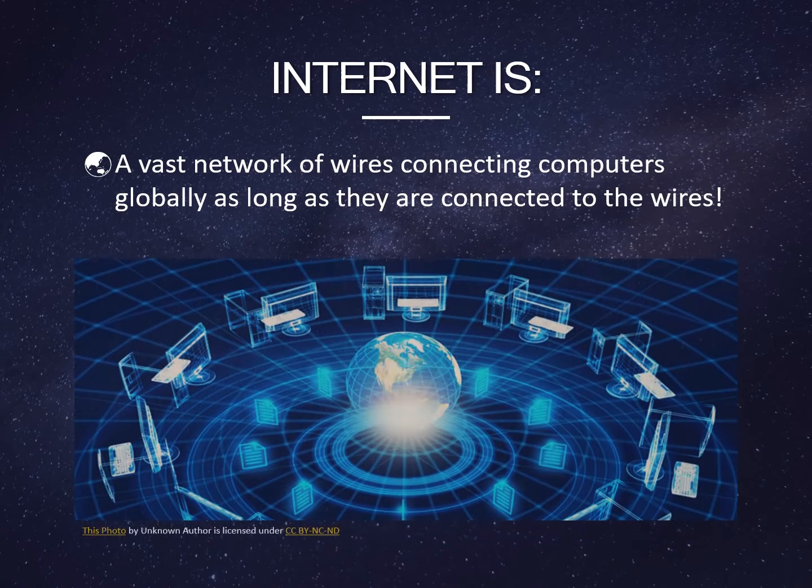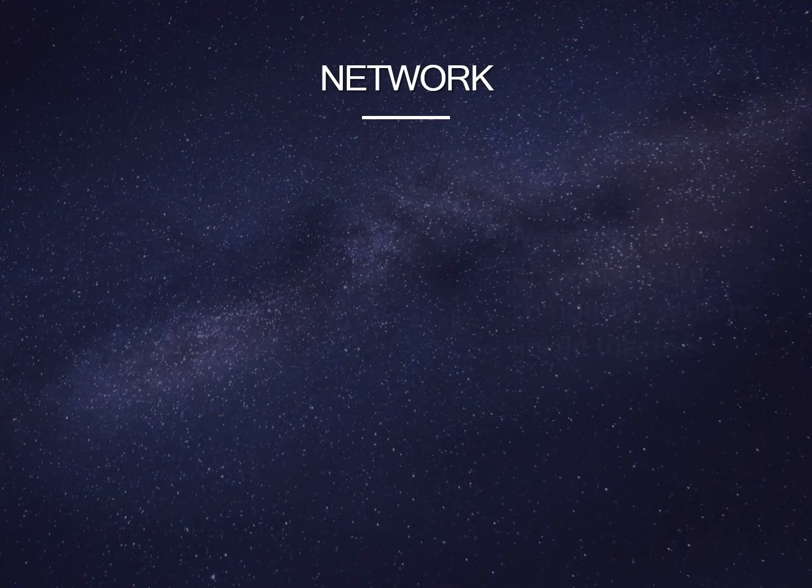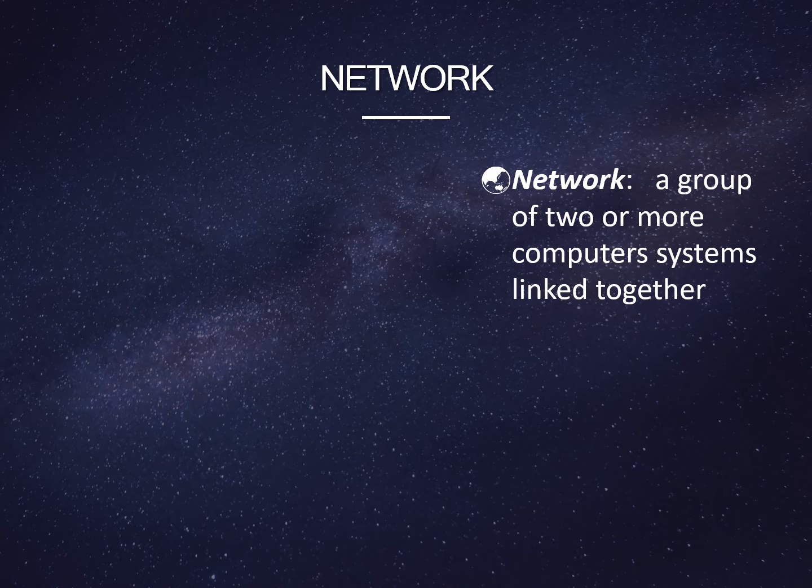So the Internet is a vast network of wires connecting computers globally as long as these computers are connected to the Internet wires. What is a network? A network is considered a group of two or more computer systems that are linked together. If you look around our classroom, you will see that we have a network.